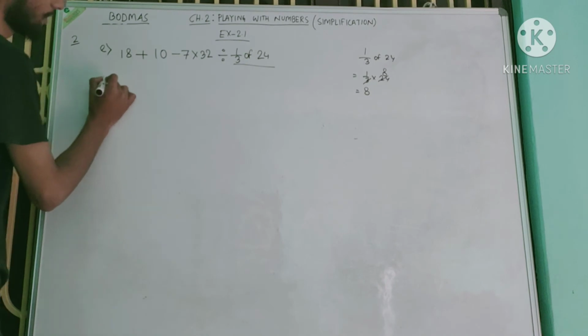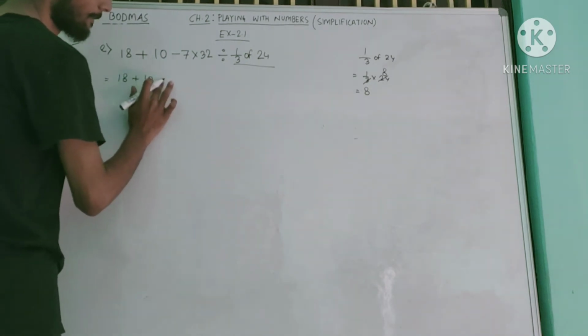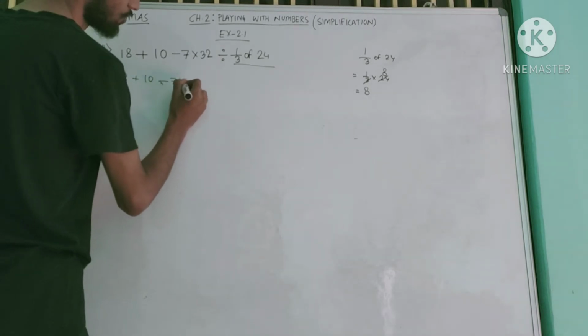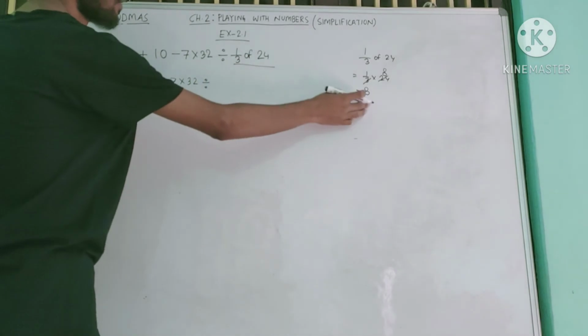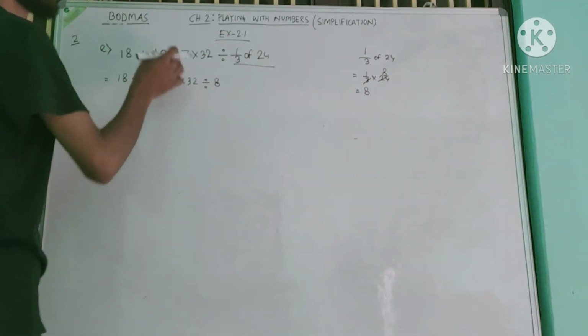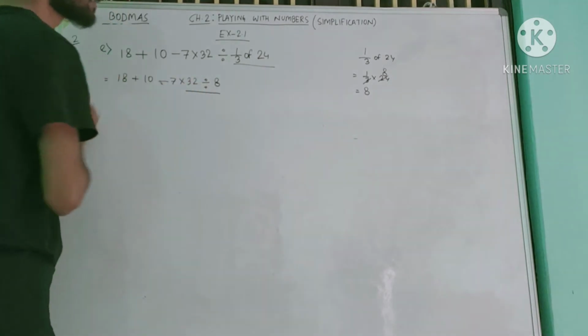So in that case, we can put here 18 plus 10 minus 7 into 32. Then there is divide, put here divide. Then what is the value? 8. Then after that, what is there? D. D means division. Here is division.